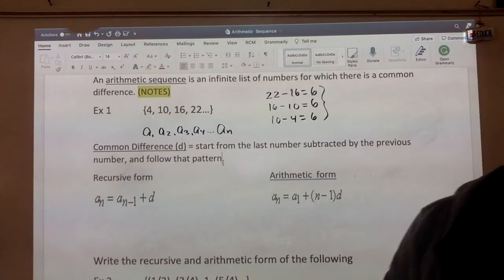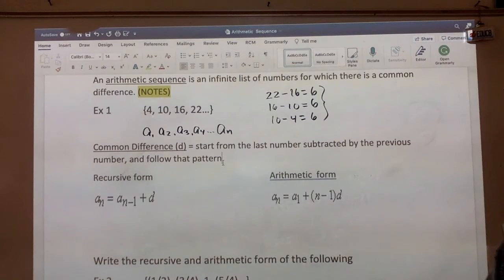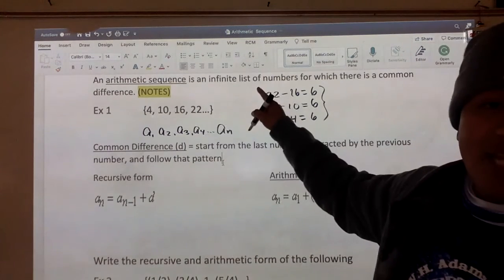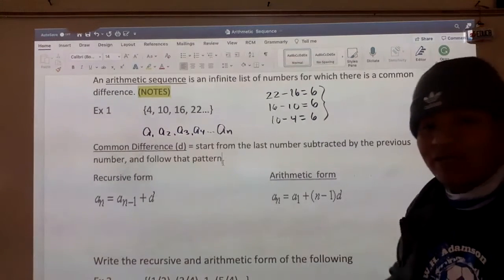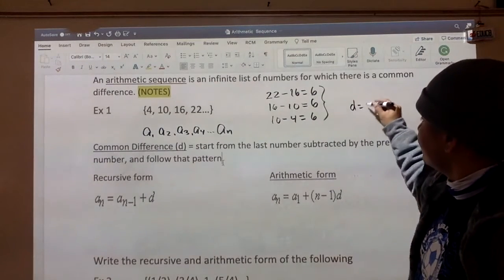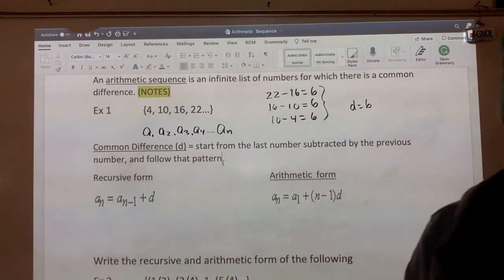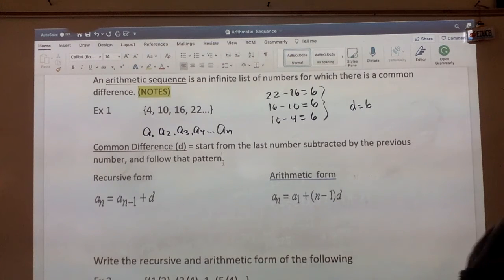When all these numbers are the same, that is called the common difference. They all have a difference of 6. Going this way, we subtract. Going this way, we add. That's only when it's addition. I will do one with a negative later on. D equals 6.